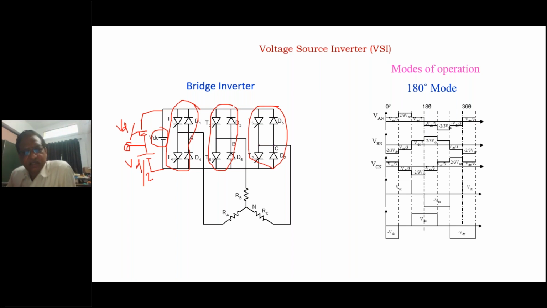This is for analysis purposes. But right now, in this 3 phase bridge, all devices conduct for 180 degrees. There is an overlapping of these two at 60 degrees, here the overlapping of these two is also 60 degrees, and the overlapping of these two is 60 degrees. Each device conducts for 180 degrees. That's why this is known as the 180 degree mode.